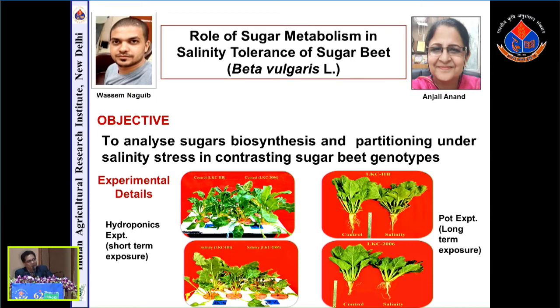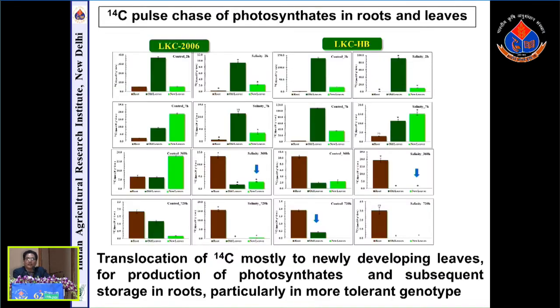He started the work with screening of some of the genotypes of sugar beet, then identified two genotypes as moderately tolerant and two as tolerant to salinity stress, and conducted two experiments: one in hydroponics for short-term exposure to salinity, and another under long-term conditions in pot culture.